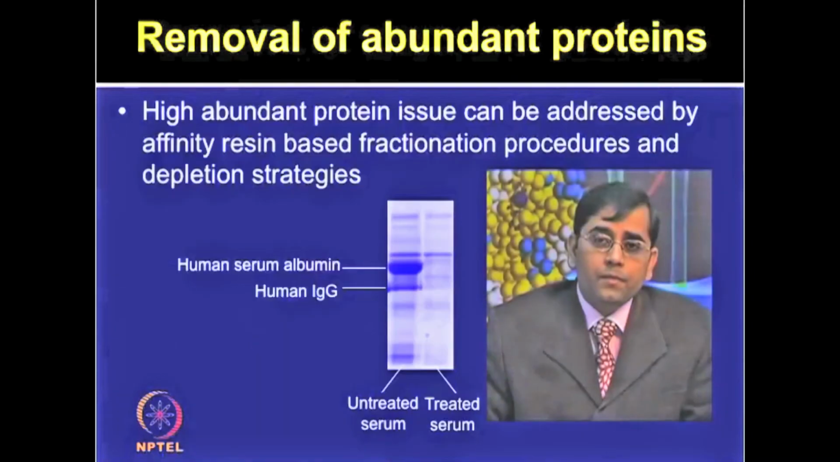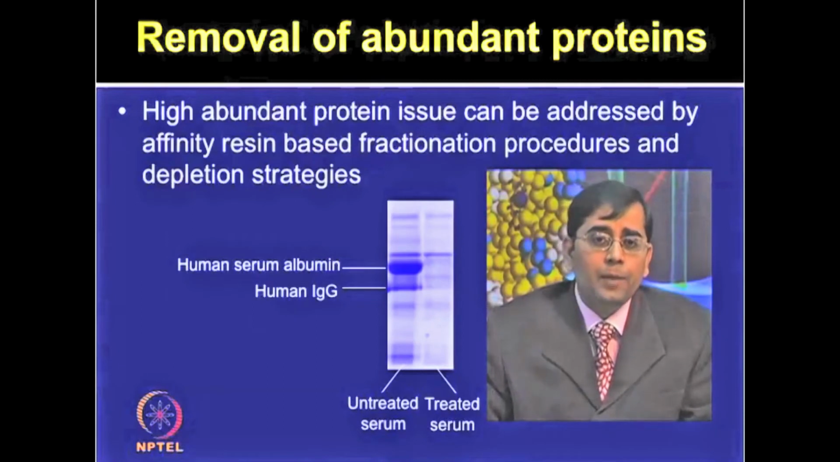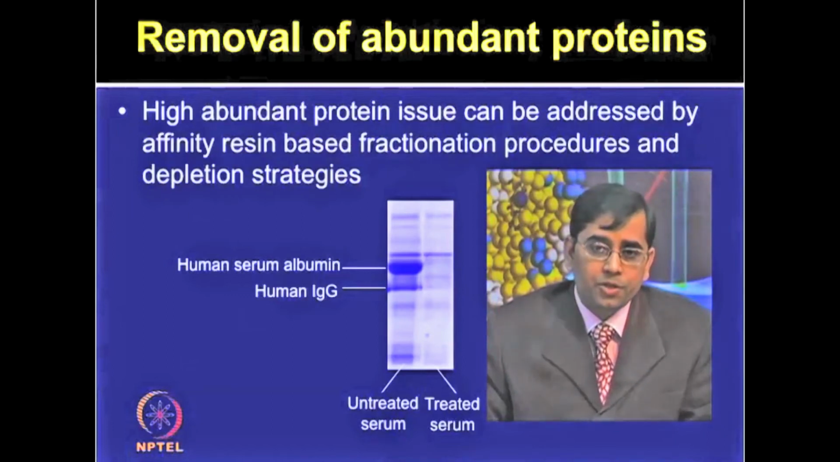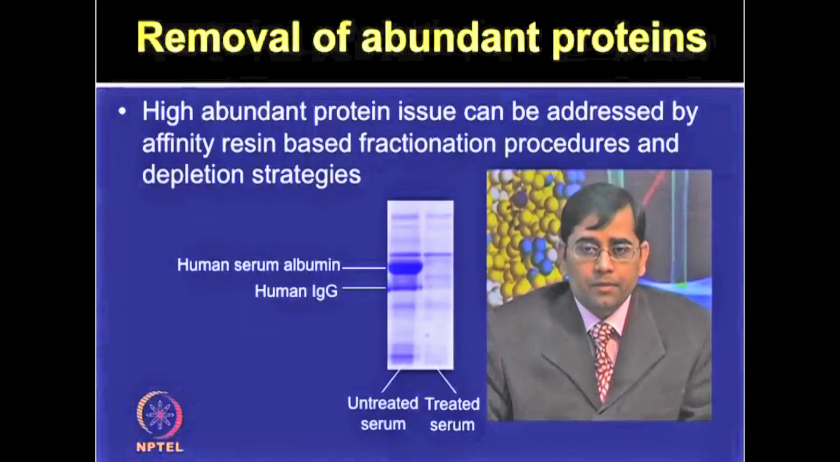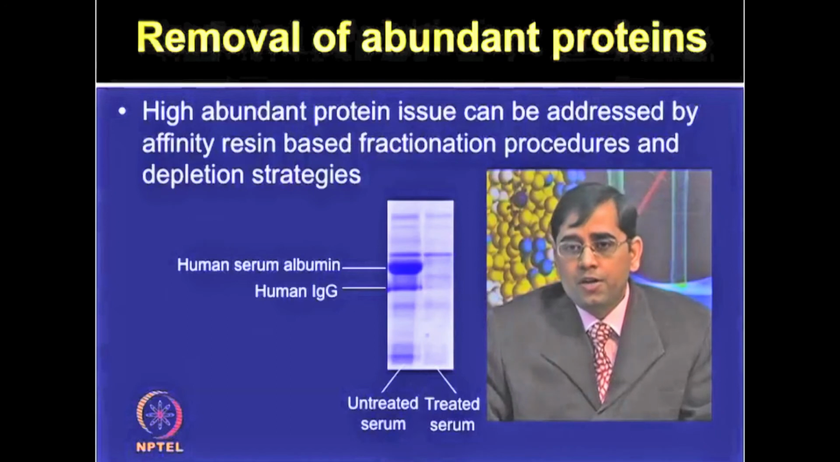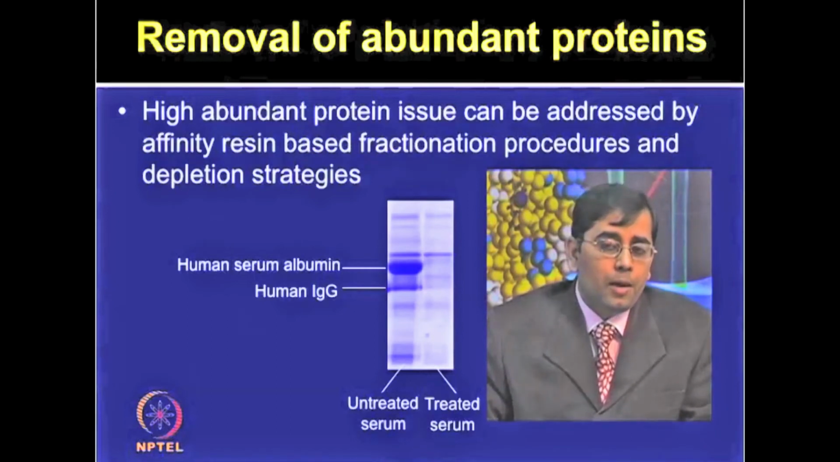By applying the affinity resin based fractionation method and different depletion strategies, one can get rid of the high abundant proteins, as shown in this image of an LDS-PAGE gel. The left lane is loaded with the untreated serum and the right lane is loaded with the treated serum. As you can see, some of the very high abundant proteins such as albumin and IgG are efficiently removed, which allowed some low abundant proteins to appear on the gel.